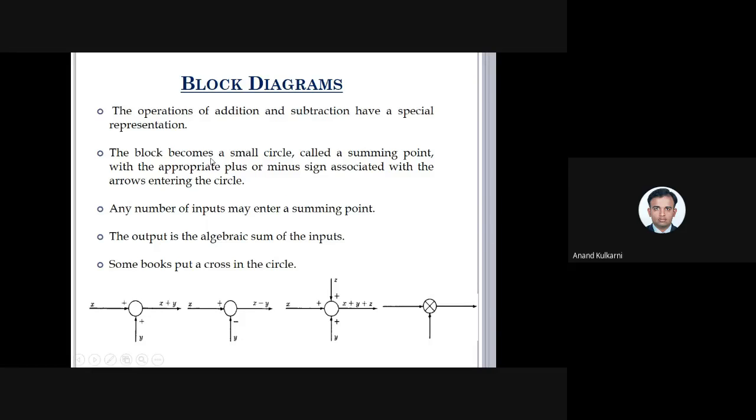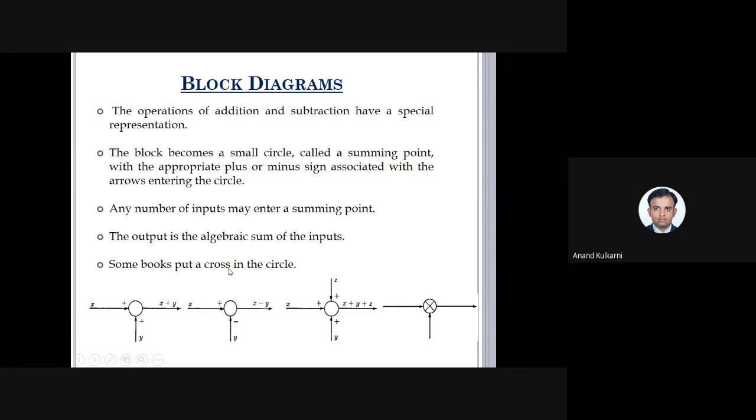So in a block diagram, it becomes a circle called a summing point, where the appropriate plus or minus sign is associated with each signal entering, and they get arithmetically added up. Any number of input signals may enter the summing point. Here they have told that any number is possible, but for our analysis we have only 3 signals, because if it is more than that, it will become difficult for us to analyze. So there will be only 3 signals coming. The output is the algebraic sum of the inputs, depending upon the signals.